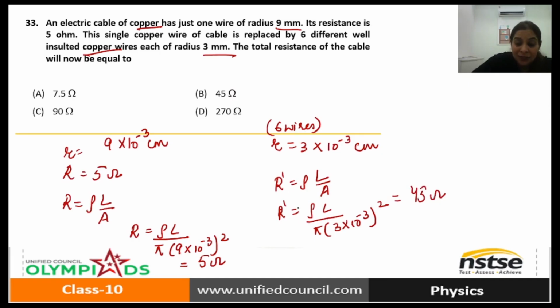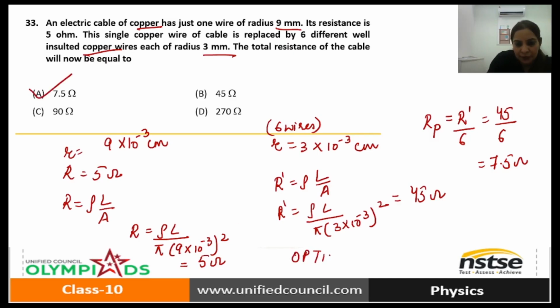Now if 6 such wires are used, and they are connected in parallel, it is also mentioned, so we can say that Rp is equal to R dash by 6. That means it is 45 by 6, and it comes out to be 7.5 ohms if you solve for this. So therefore, in this question, the correct option is option A. So which answer is correct, students?